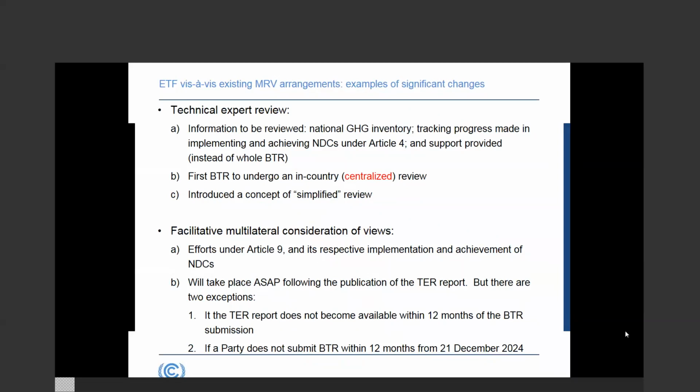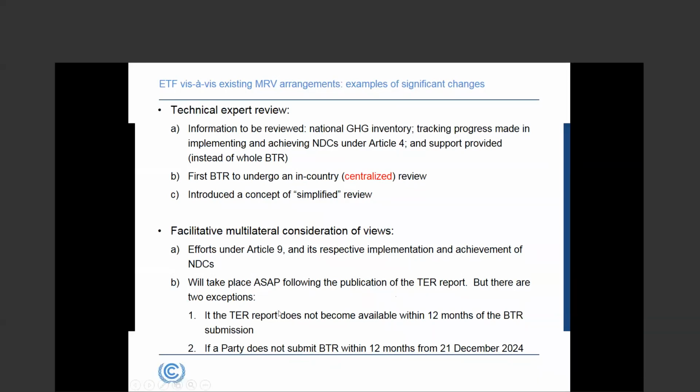It's a multilateral process, and according to the guidelines, efforts under Article 9, which is the support part, and the implementation and achievement of NDC will undergo the FMCP. So it's a consecutive process. First the report will undergo a TER process, and after TER is completed within several months, the FMCP will start and will go with the multilateral negotiation meetings. So either in the one session during June or at the COP session at the end of the year.